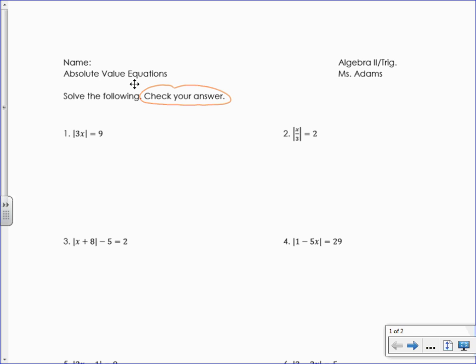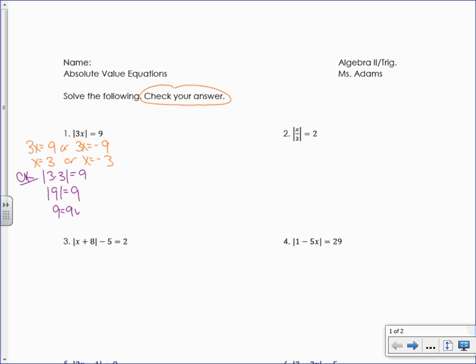All right, break number one into the two cases. 3x equals 9, or 3x equals negative 9. So I get x is equal to 3, or x is equal to negative 3. I'll do a check. Remember, we always check in the original. So this is the absolute value of 3 times 3 equals 9.